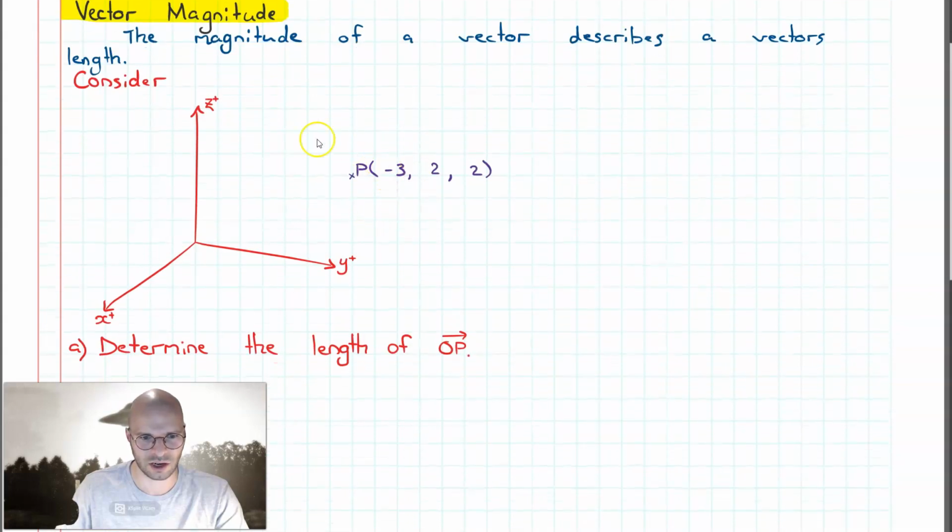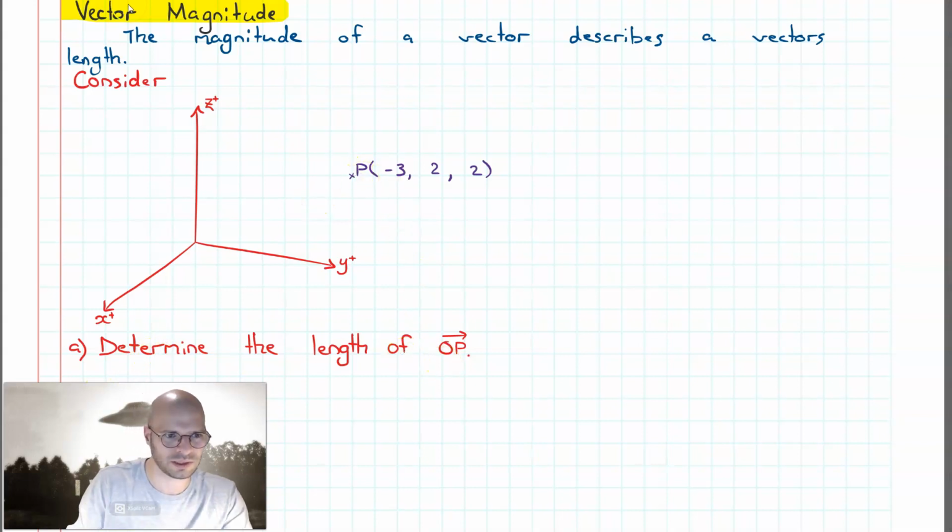Now, consider the graph shown over here. We have point P, which is positioned in three-dimensional Cartesian space. Point P is defined as (-3, 2, 2). What we want to do is determine the length of the would-be position vector, the position of point P relative to the origin. This would look something like the vector shown here.